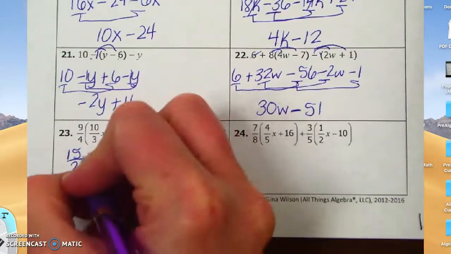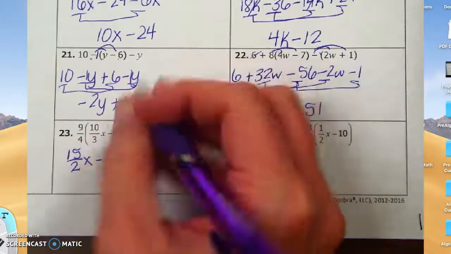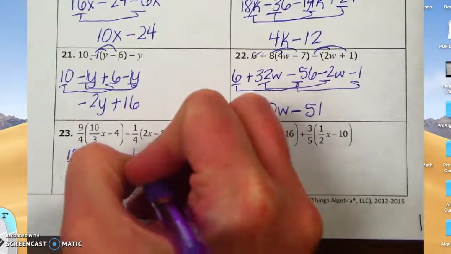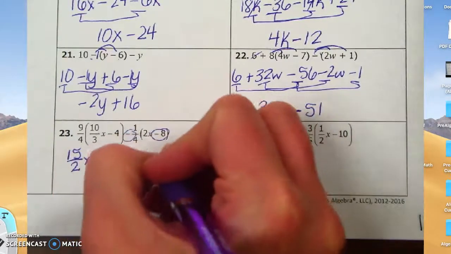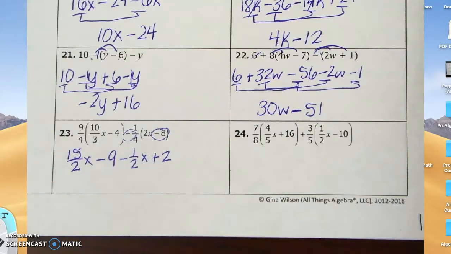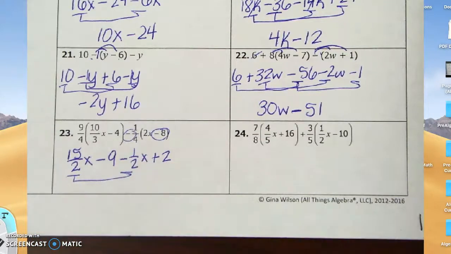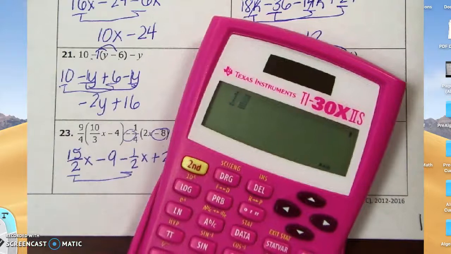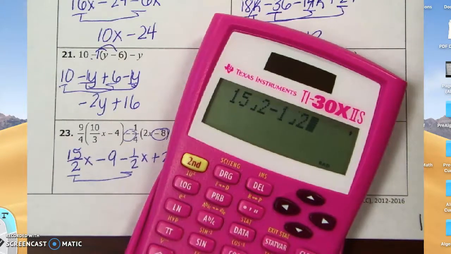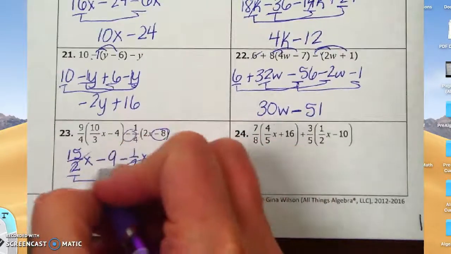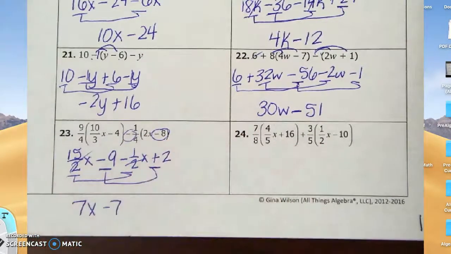So 15 over 2x minus 9 over 4 times 4 is 9. Minus 1/4 times 2 is 1/2 x. Negative and a negative gives us plus 2. So 15 over 2 minus 1 over 2. Again, those already have common denominators, so you could maybe do that in your head. Otherwise, you just use your a b/c button. 15 a b/c 2 minus 1 a b/c 2 gives us 7. 7x, and then negative 9 plus 2 is negative 7. So 7x minus 7.